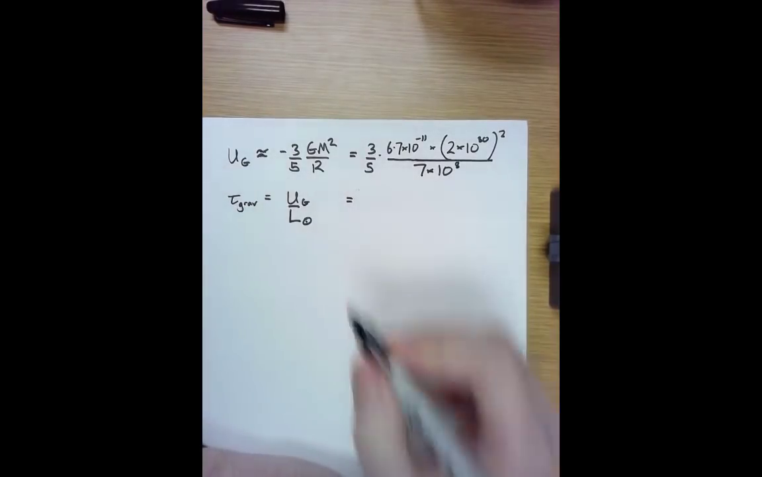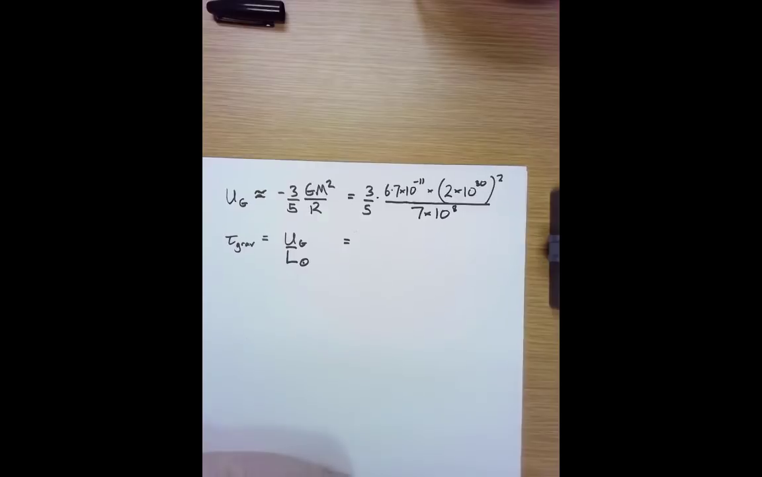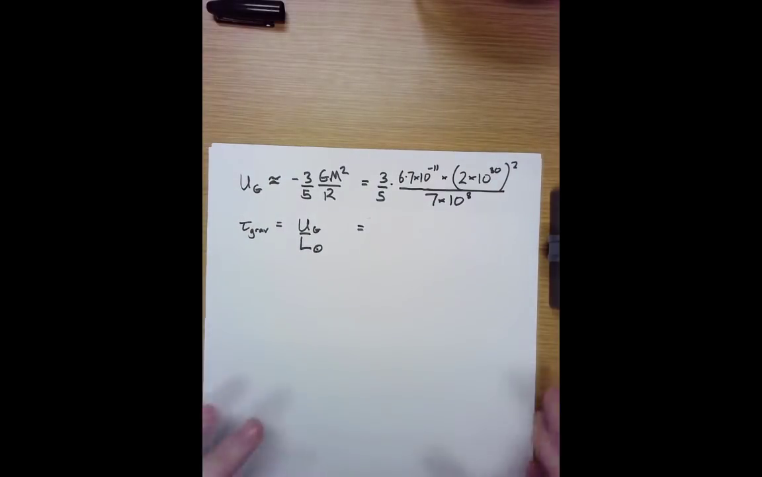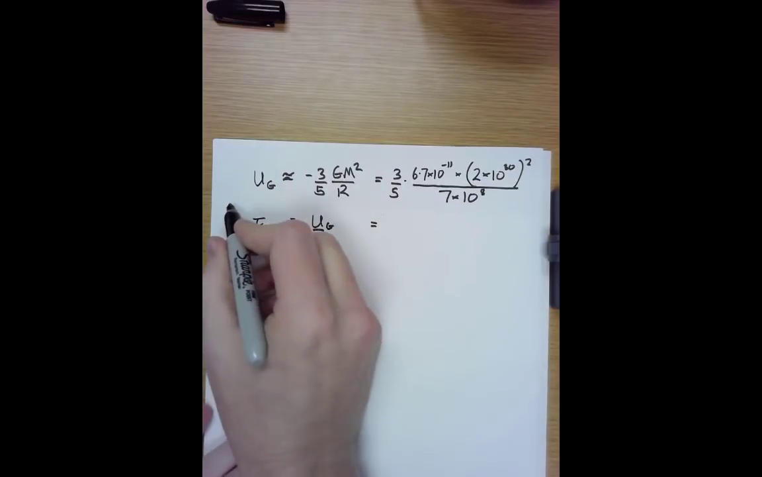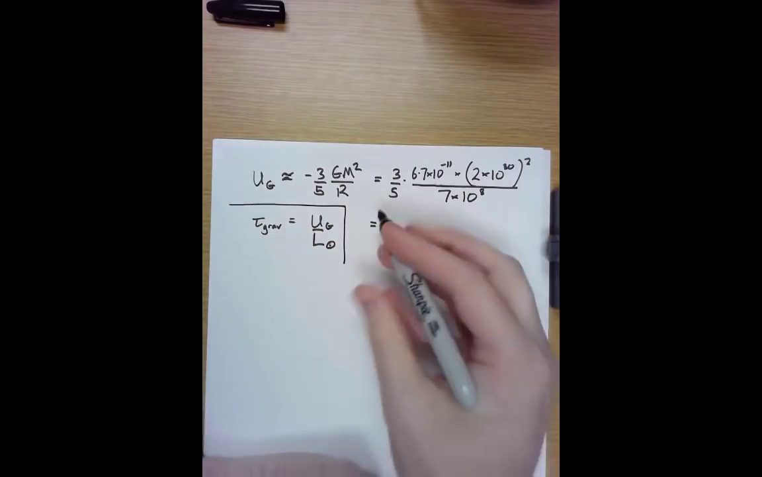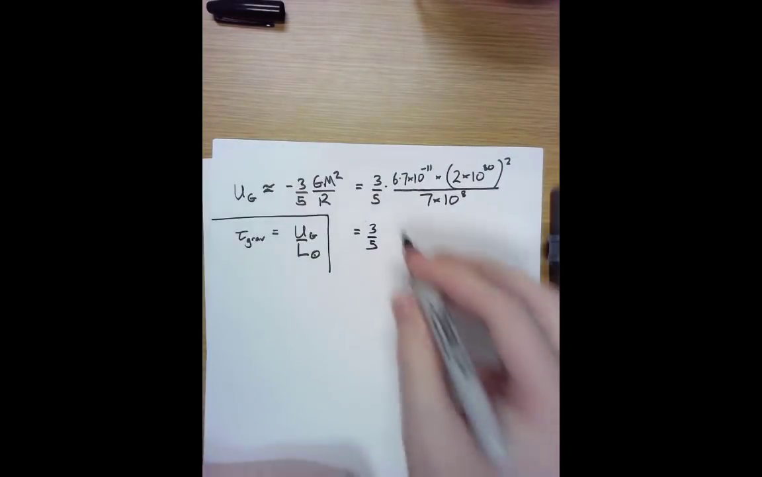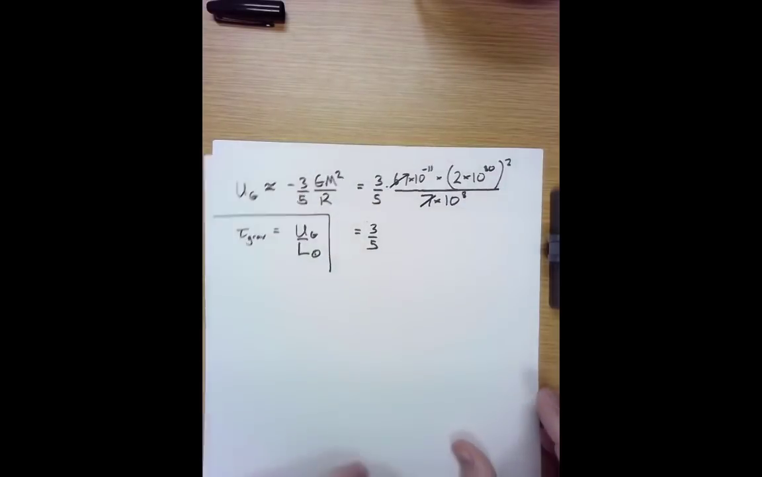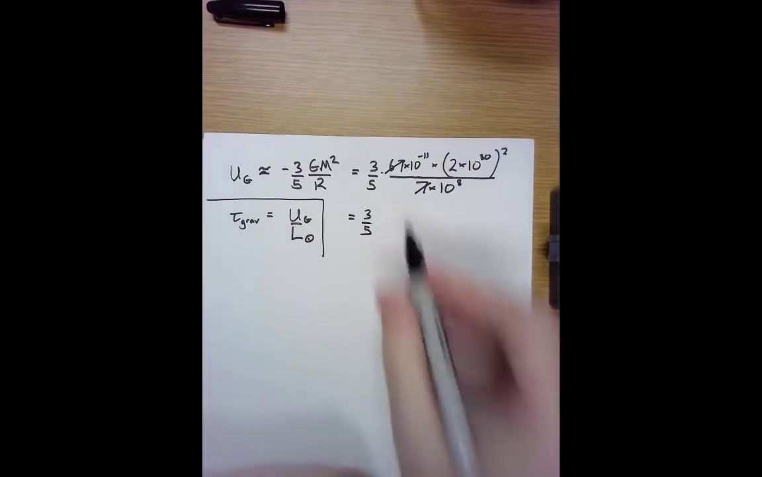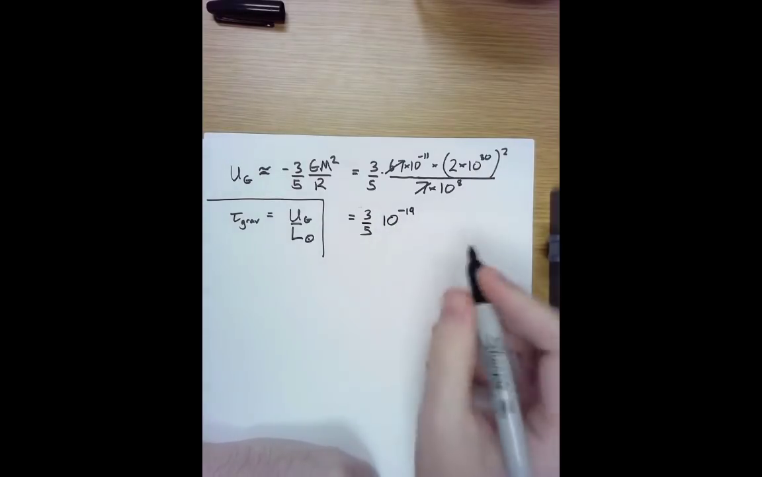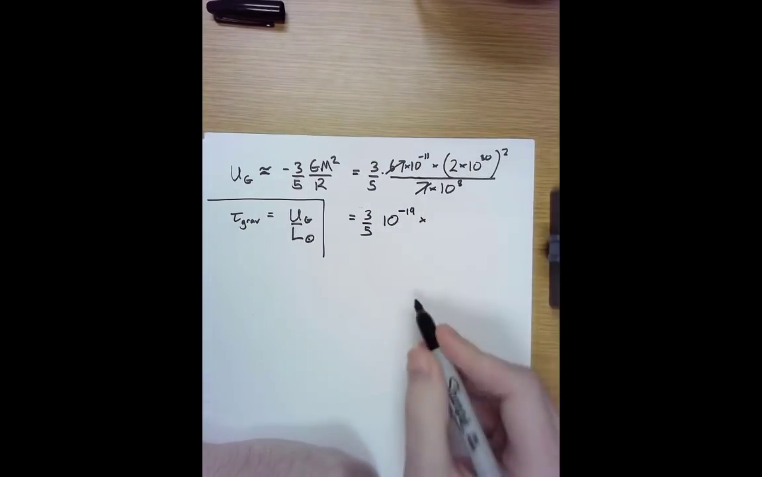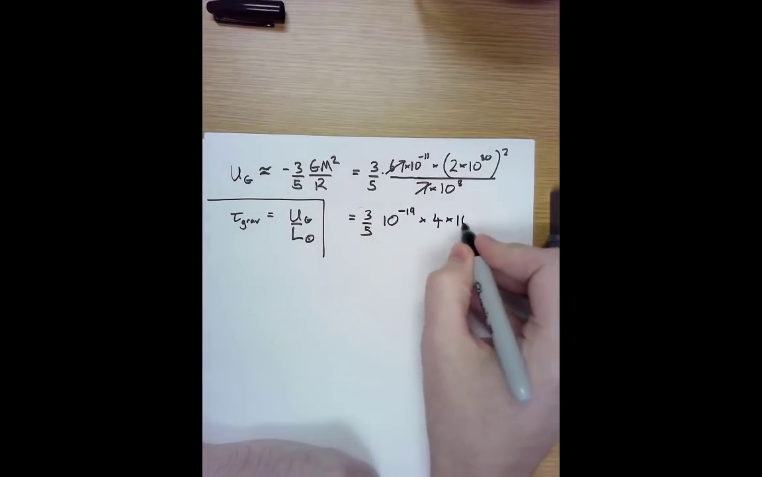Okay, so we're doing order of magnitude estimates. In order of magnitude estimates, the basic rule is if you can't do it in your head, then you're not doing an order of magnitude estimate. So, for example, here 6.7 and 7 are roughly equal, so they roughly cancel. 10 to the negative 11 divided by 10 to the 8 is 10 to the negative 19. 2 times 10 to the 30 squared is 4 times 10 to the 60.